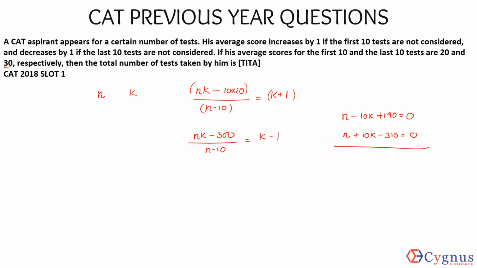When you add these two equations, what do we get? N plus N will give you 2N. 10K, 10K gets cancelled out. You get minus 120. So what's the value of N? You get 60 here. So the total number of tests taken by him will become how much? 60.